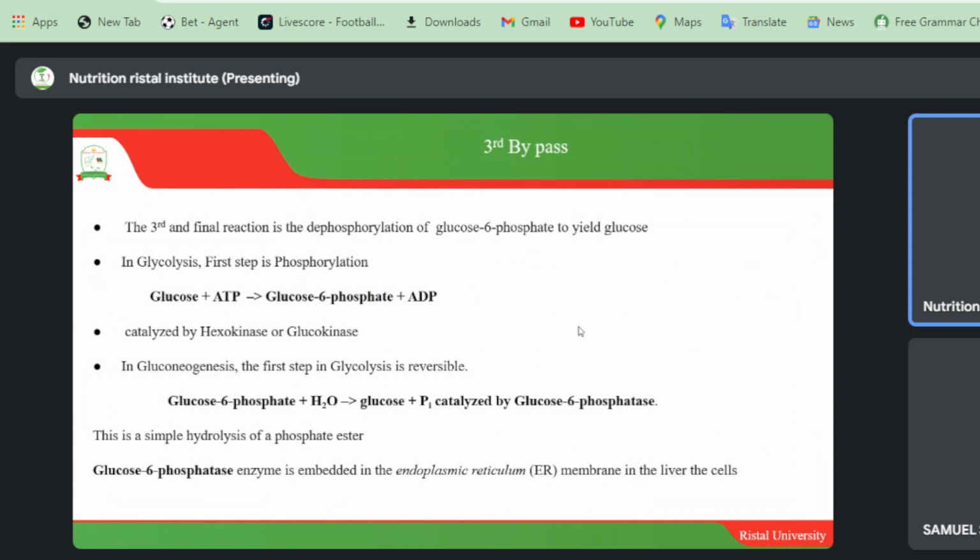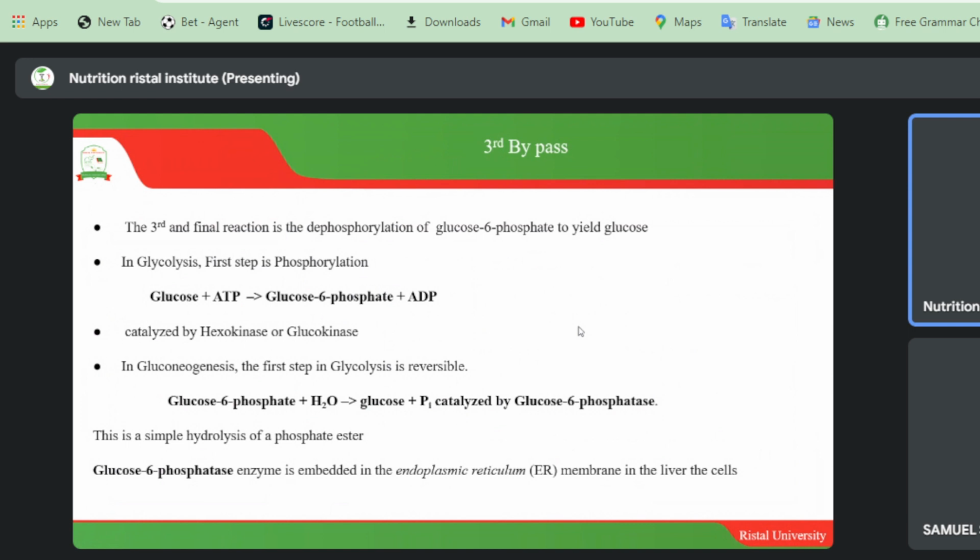The third bypass and the final reaction is the dephosphorylation of glucose 6 phosphate to yield glucose. Remember, in glycolysis, the first step was to phosphorylate glucose to form glucose 6 phosphate. In this reaction, you have to remove the phosphate group. Dephosphorylation now, meaning we are removing the phosphate group. And that initial reaction in glycolysis is catalyzed by hexokinase or glucokinase.